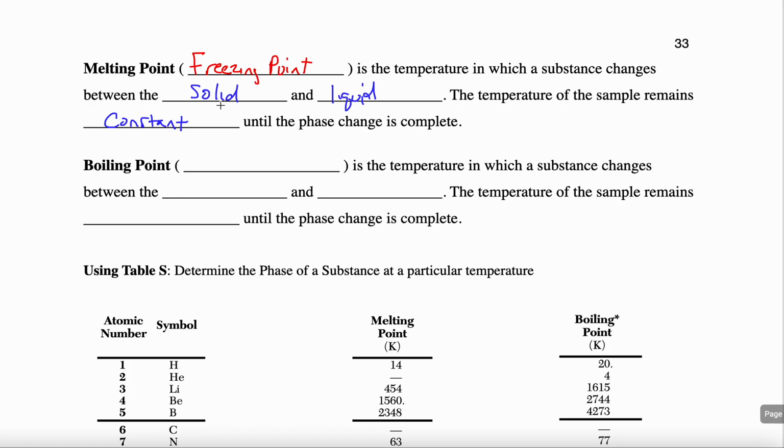So the temperature at which a solid melts into a liquid, or the temperature at which the liquid freezes back into the solid, those two temperatures are at the exact same value.